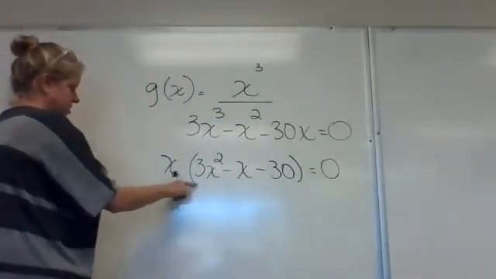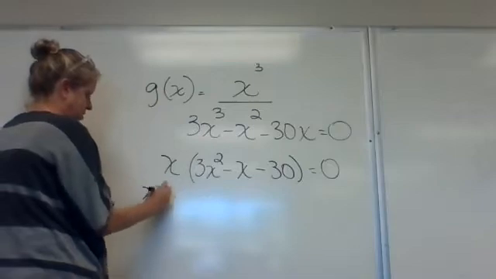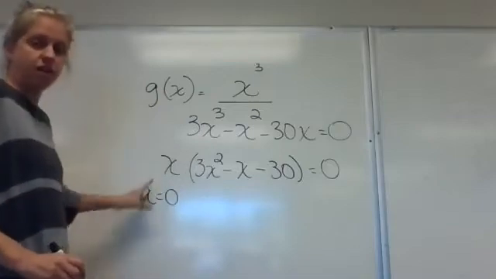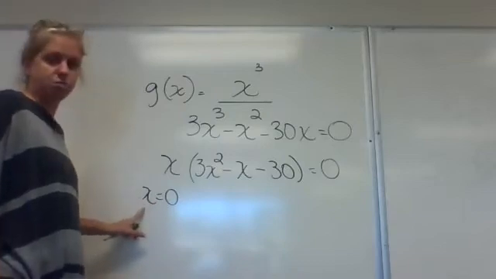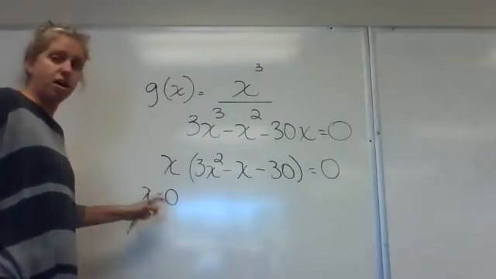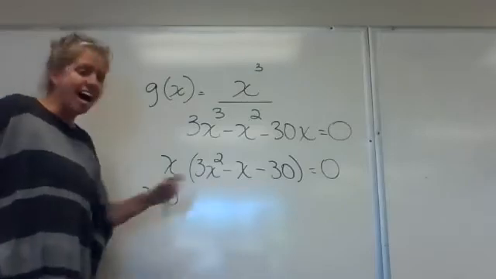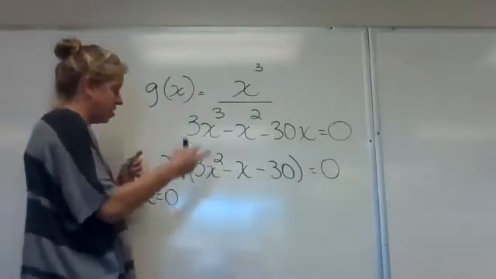So now this is a factor. I'll set it equal to 0 and solve it. And it's already solved. Once I set it equal to 0, there's nothing to do to get that x by itself. So one of the zeros is 0. Now I need to find the other two.